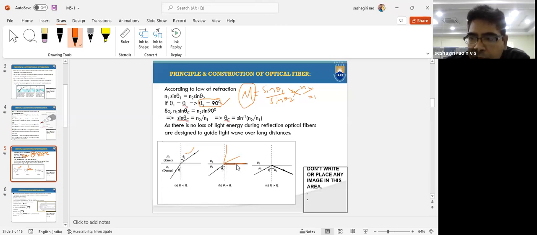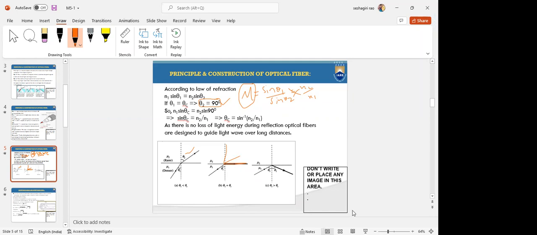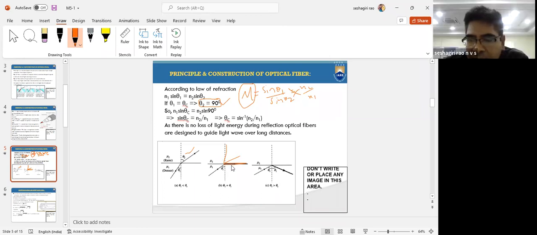Here theta 1 equals theta c, right? Am I right? Yes. Yes, sir. So here theta 1 equals theta c, and what does theta 2 become? Theta 2 is becoming 90 degrees here.